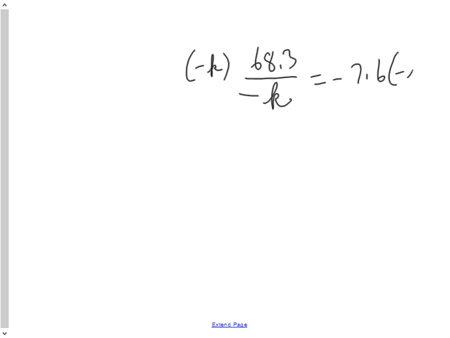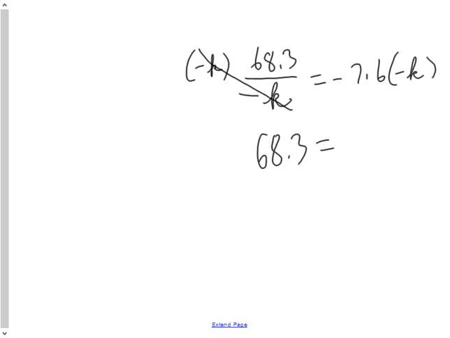And question 6, negative 68.3 divided by a number is equal to negative 7.6. Usually, in these cases, we like to keep our negative symbol in with our denominator because the next step will allow us to isolate in one step. I'm going to multiply both sides by negative k to get rid of that divide by negative k.